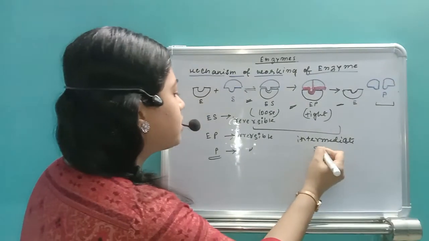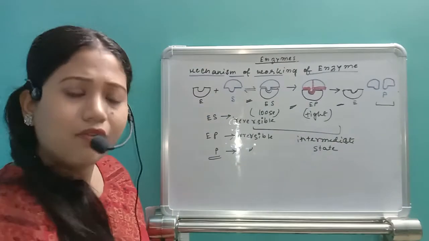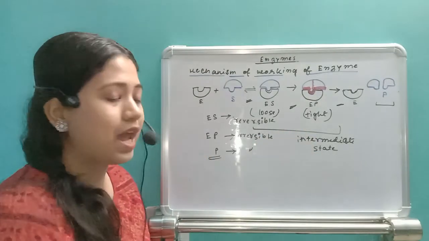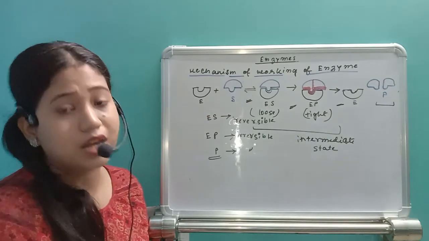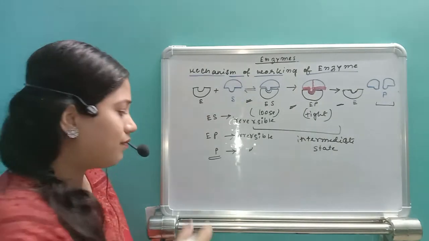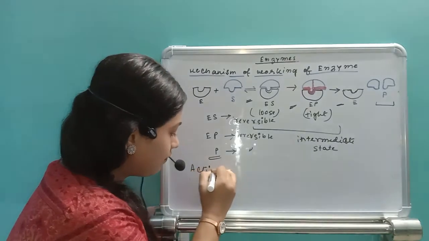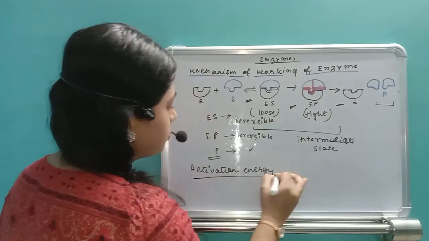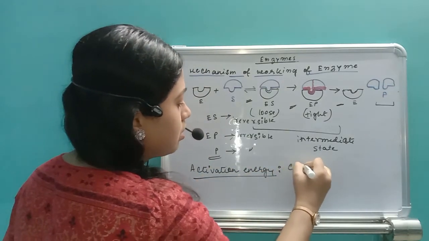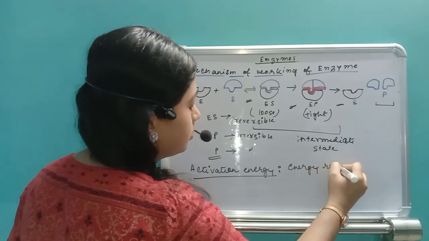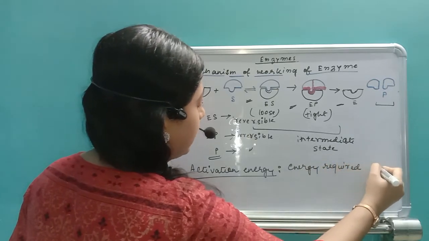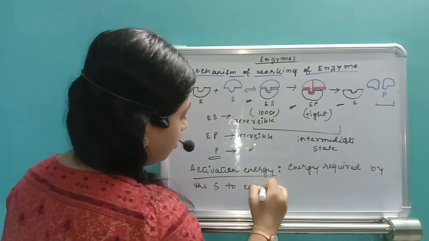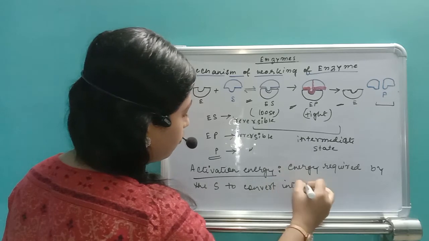So here is one term we need to know. We require a minimum energy to carry out the reaction. I have told you that enzymes increase the rate of a reaction. So here we have a term called activation energy. Now what is the activation energy? Activation energy is the energy required by the substrate to convert into product.